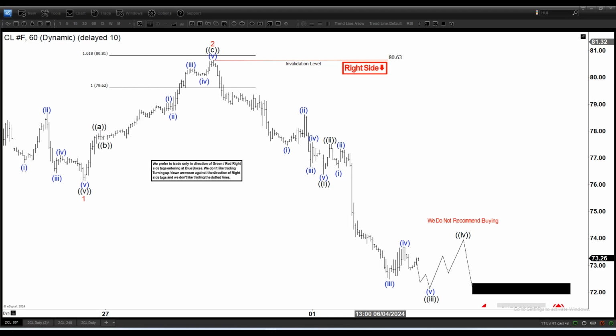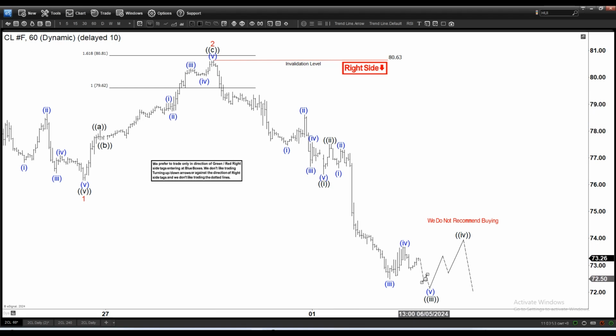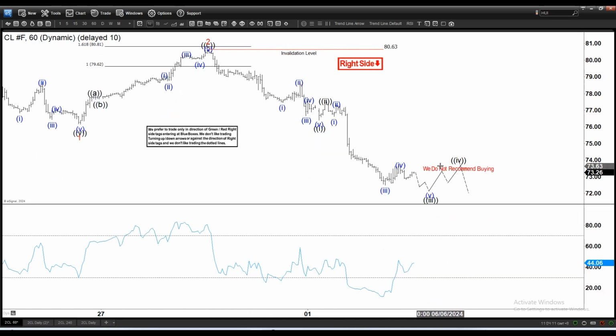Today is June the 5th and the chart of the day for today is oil, 60 minutes time frame here. Now we can see that oil continues to extend to the downside, guys. And we are currently, as you can see, within the wave 3. Within the wave 3 it's subdivided into 5 waves down, and we are still within the wave 3 of 3 technically.